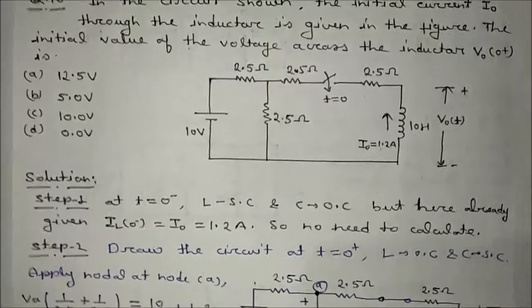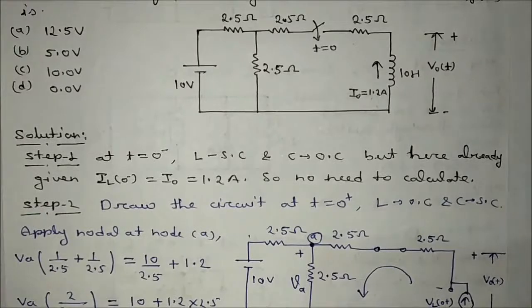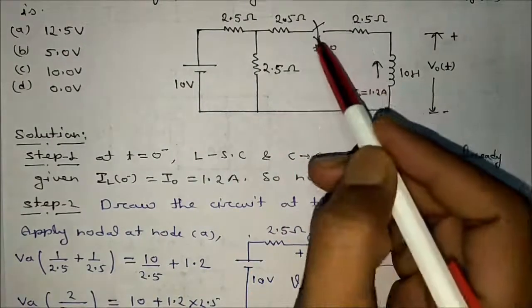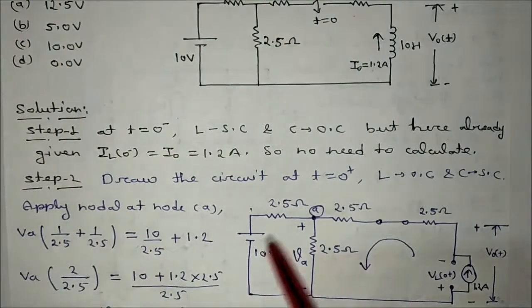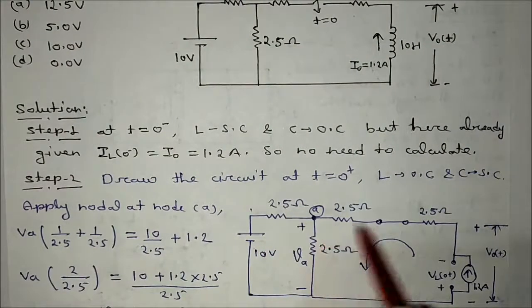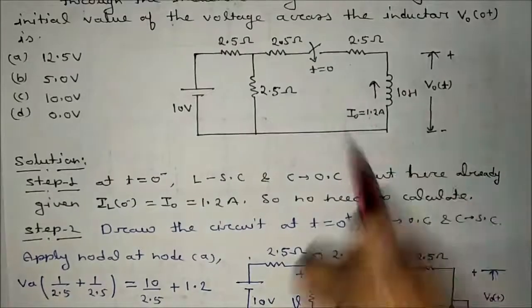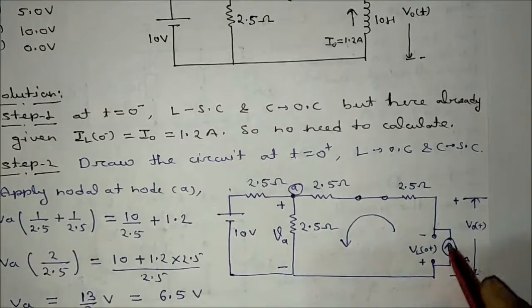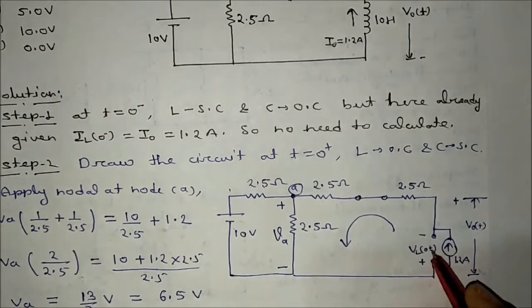Next step is what? Draw the circuit at t equal to 0 plus. L will be open circuited, replaced with a current source. C will be short circuited, replaced with a voltage source. So after t equal to 0, the switch is getting closed. I am drawing the circuit at t equal to 0 plus. This is 10 volt, 2.5. Switch is closed. This is 2.5. L is replaced with the current source. What is the direction of current? Upward. So the current source direction will also be upward. That is 1.2 ampere. This will be positive, this will be negative. VL0 plus.